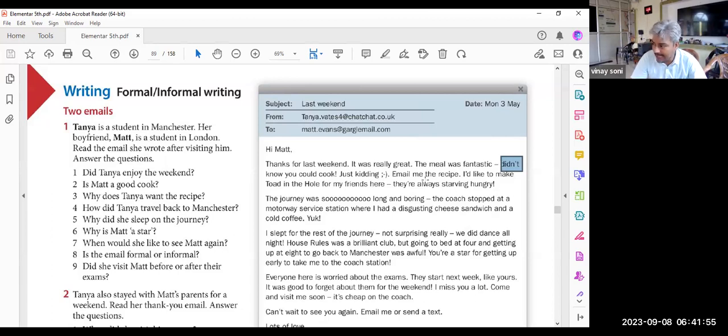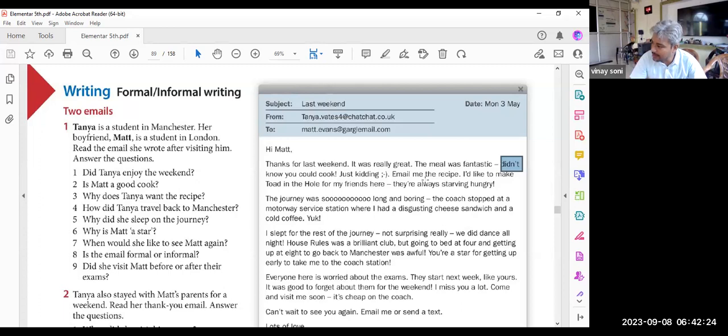Could is the past of can. Just kidding. Again, she dropped some words. She wanted to say, I am just kidding. So informally, you drop some words, but it doesn't matter. People understand what you mean. Just kidding. It means I'm just kidding. Okay. Just kidding. Email me the recipe. Email me the recipe. Okay.